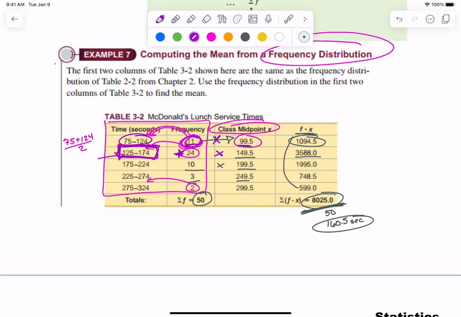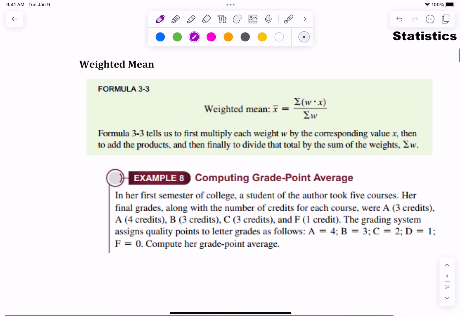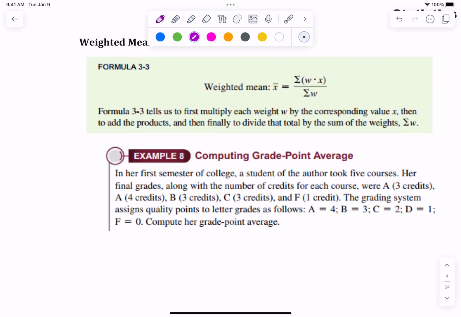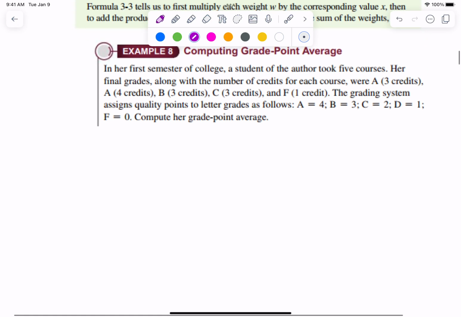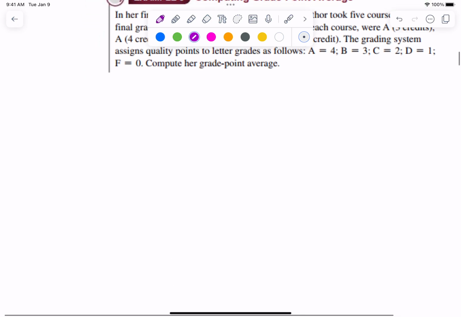You have one like that on your homework. Okay, the last one is talking about a weighted mean. You guys have weighted averages. So let's say for homework and for tests and for projects, you have projects in this class. So we have homework, test, project.